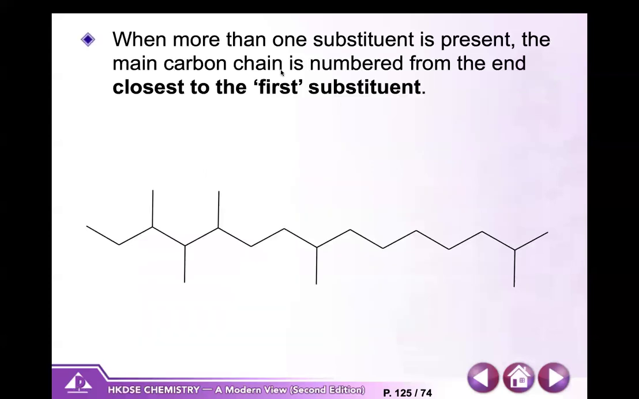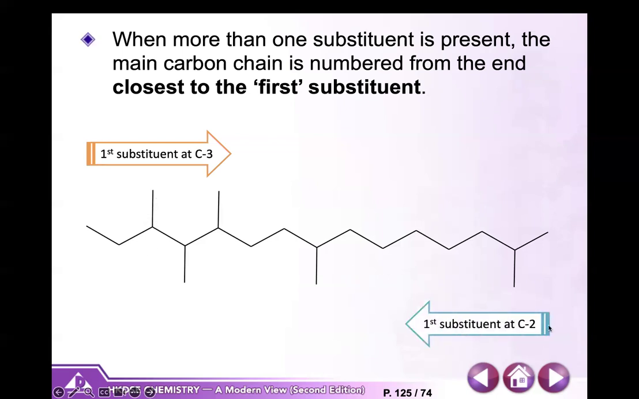For example, for this one, a very long carbon chain, we have to choose which way to do the numbering. If we count from left to right, the first substituent will be at 3. While if we count from the right-hand side, you will find that the substituents start at the second carbon.